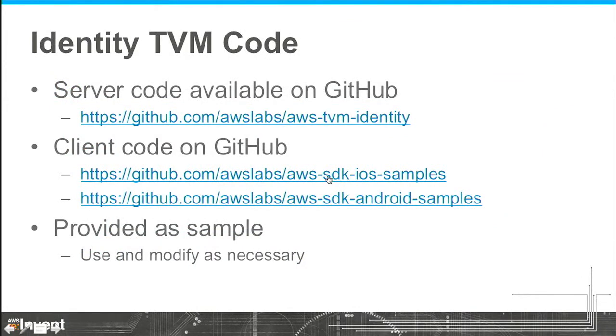The identity TVM server code is available in our AWS Labs repositories. And then our client code we have in multiple samples for both iOS and Android, and those are also on GitHub. These are provided as sample implementations. They handle most of the logic that you need, but they should be customized to meet your needs. That includes the policies associated with that, to make sure that you actually have the policies that match your use case.